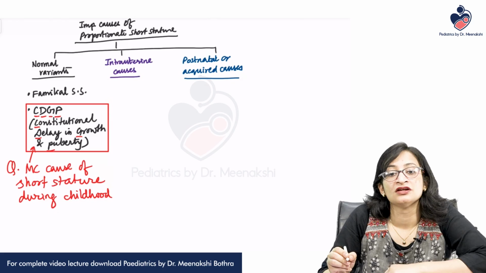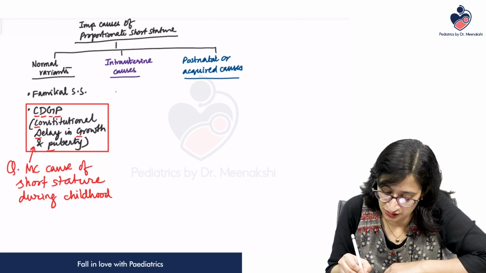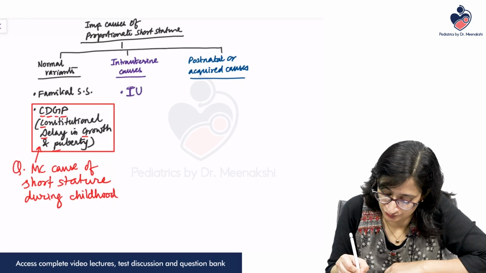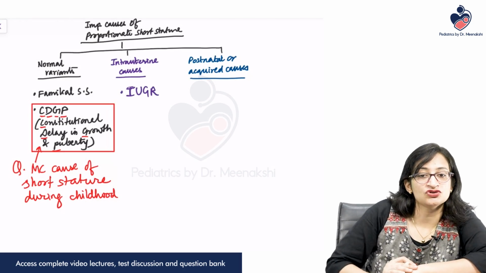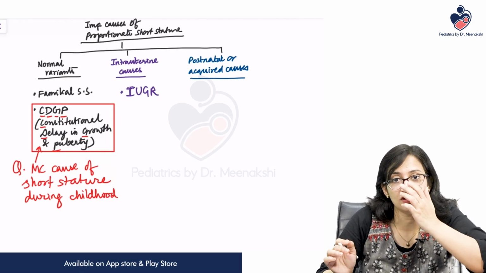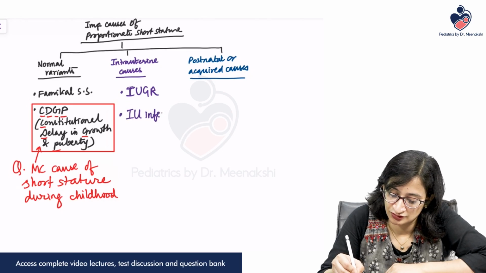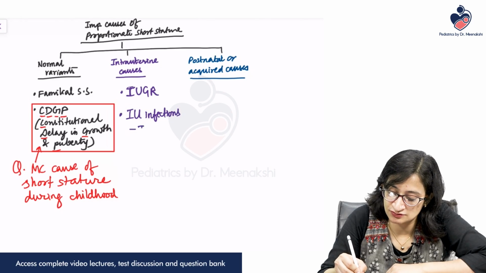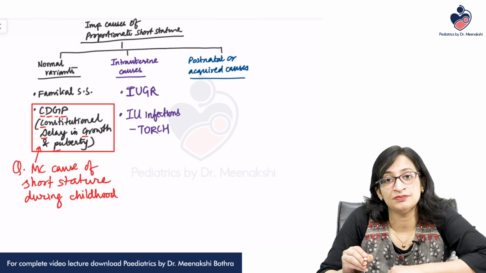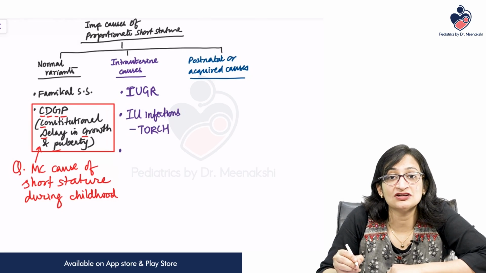Now, intrauterine causes of proportionate short stature include IUGR. What is the full form of IUGR? Intrauterine growth restriction, not retardation. Then intrauterine infections, especially by the TORCH group of organisms. What do you mean by TORCH? Toxoplasma, rubella, CMV, herpes, others like syphilis. And genetic syndromes.